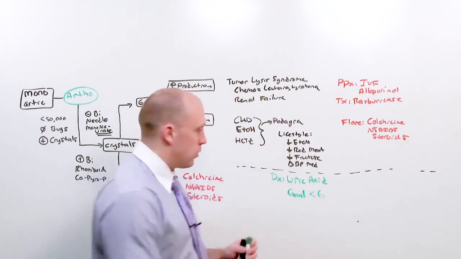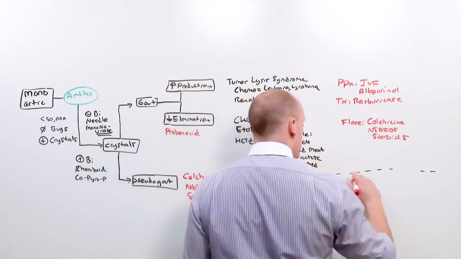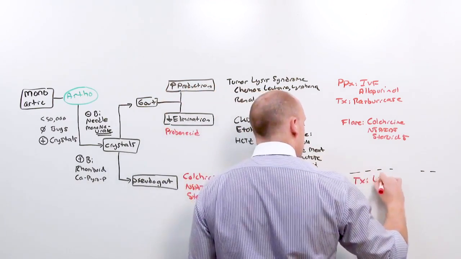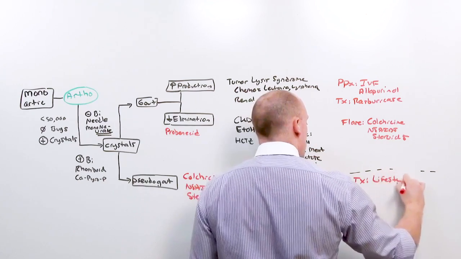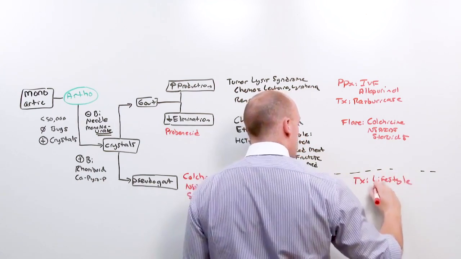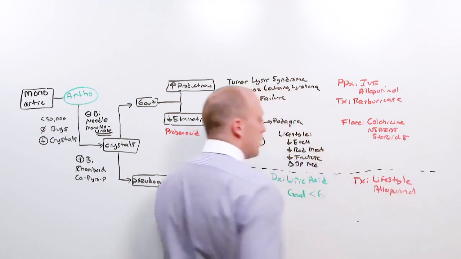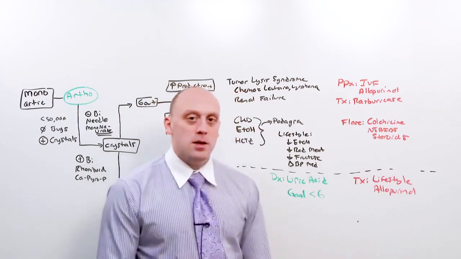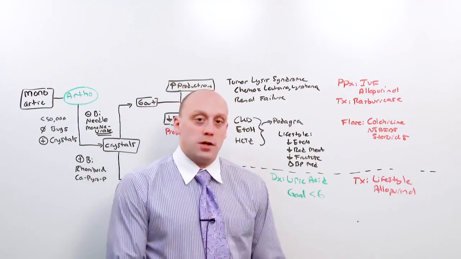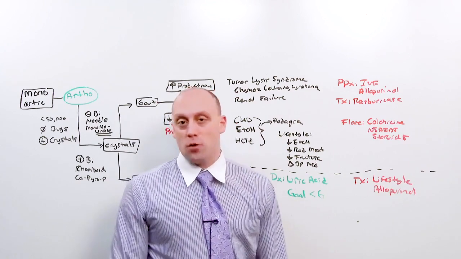How do you do that? Well, lifestyle modifications is ideal. So the first treatment is lifestyle. But if they've had more than 2 attacks in a year, you're going to use allopurinol. Allopurinol is the xanthine oxidase inhibitor. It reduces the production of uric acid. Febuxostat is the other one.